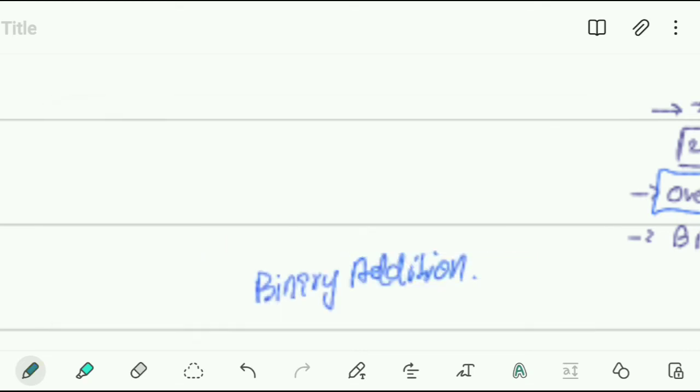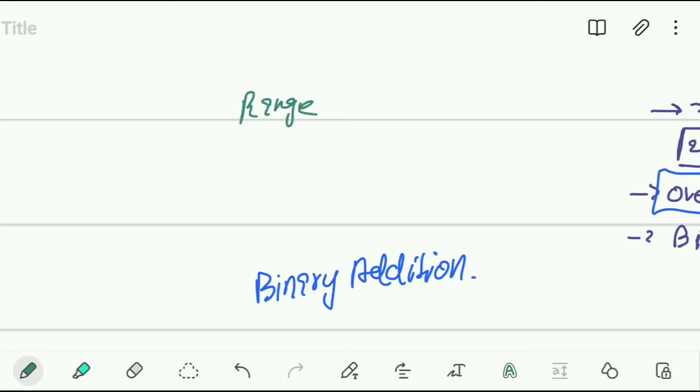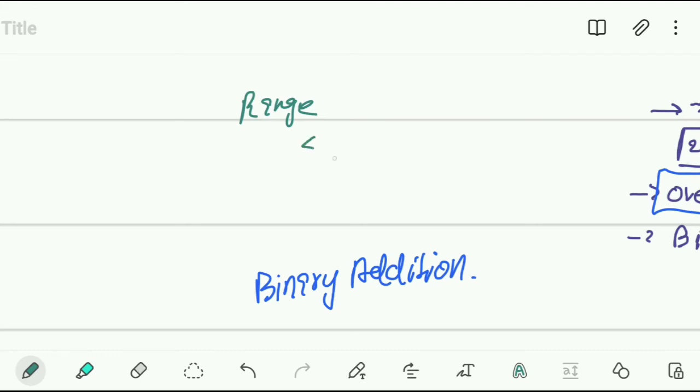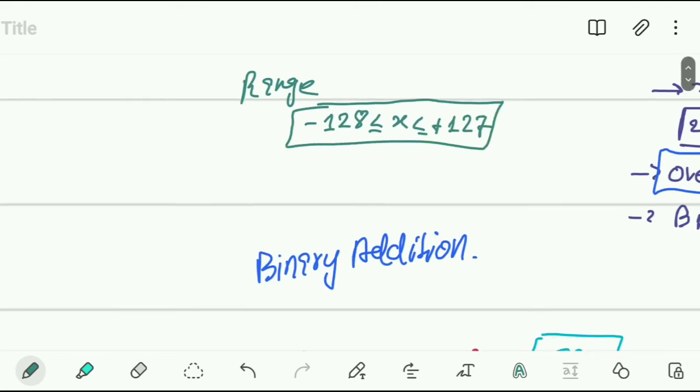If we take any numbers, it must be in the given range. If we try to add two numbers, or subtract two integers, it must be in the given range. If it is outside of the range, then it will be known as overflow. So the range for both addition or subtraction of any binary integers is minus 128 till plus 127. This is the range.